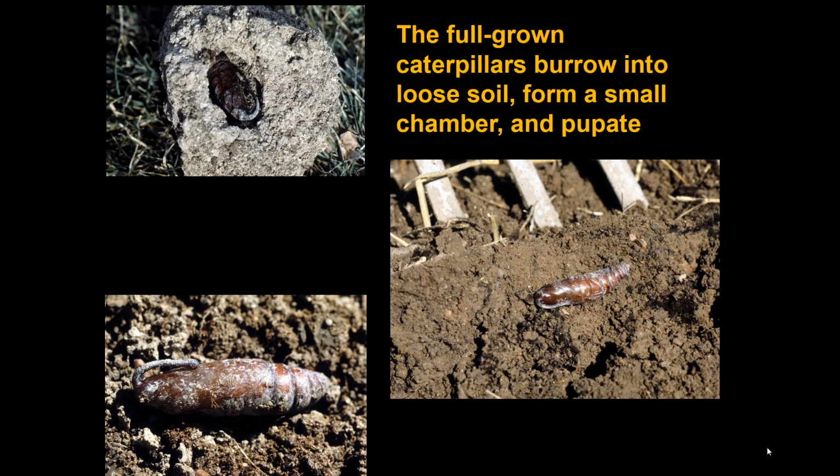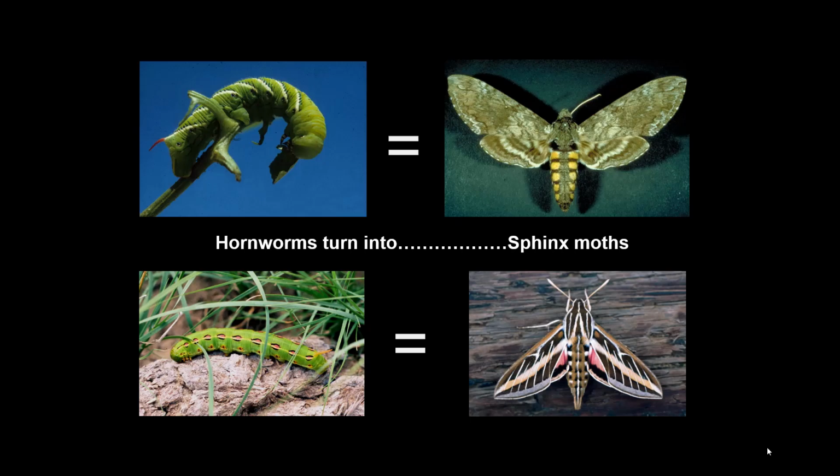It's got a little beak off the front often, and that's going to be the mouth parts of this when it turns into a moth. So hornworms are going to, when they transform to the adult stage, turn into a kind of moth we call a sphinx moth. And sphinx moths are big moths. They're among the biggest moths that we have in this region.